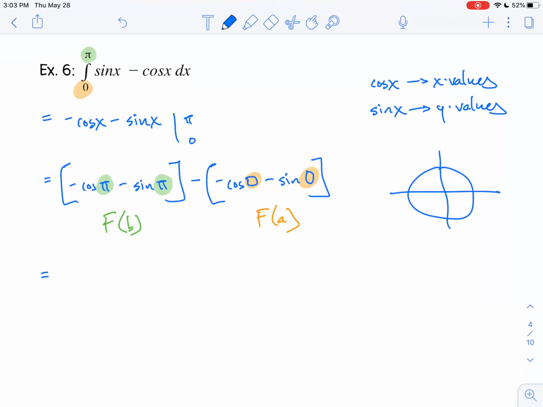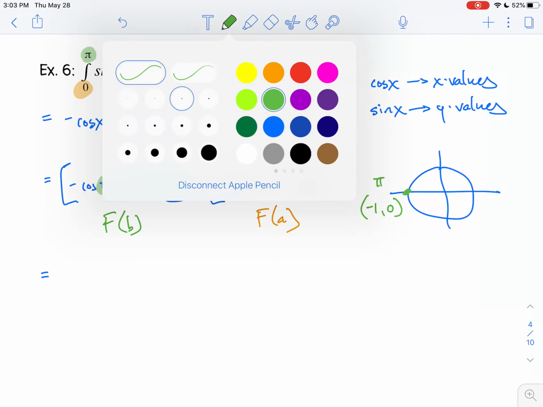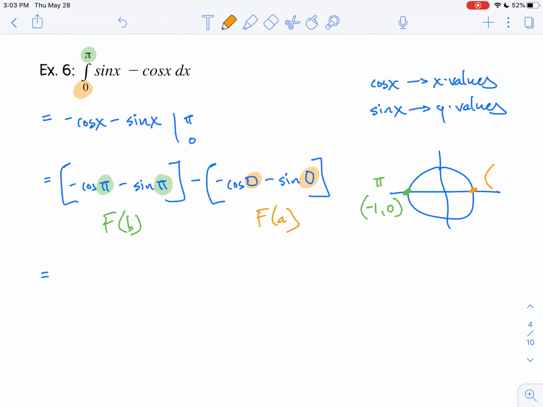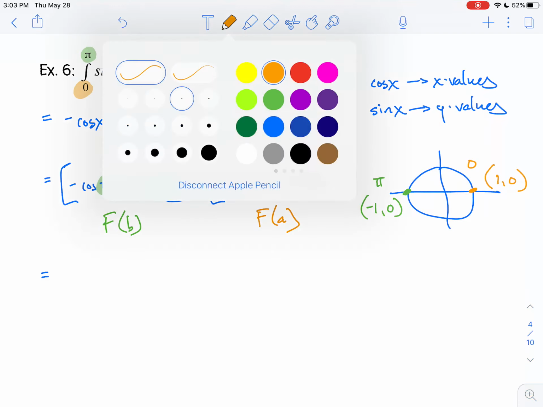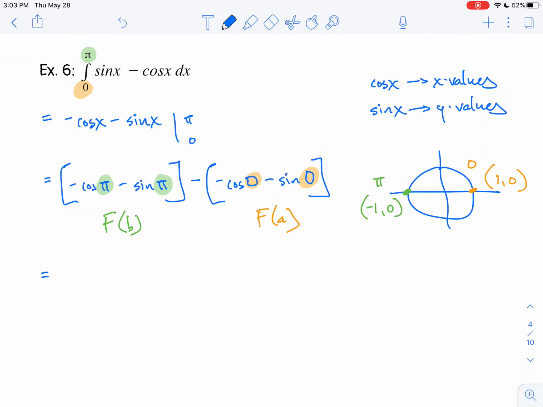All right, and let's locate the angles that we want. So pi, and pi has coordinates of -1, 0. And the other angle we're interested in is 0, and that has a coordinate of 1, 0. Okay? So now let's plug in our values.